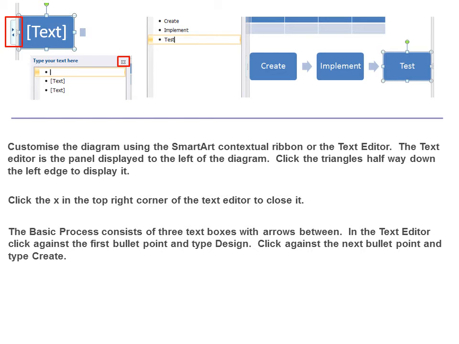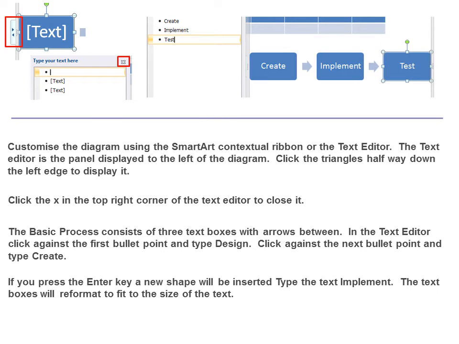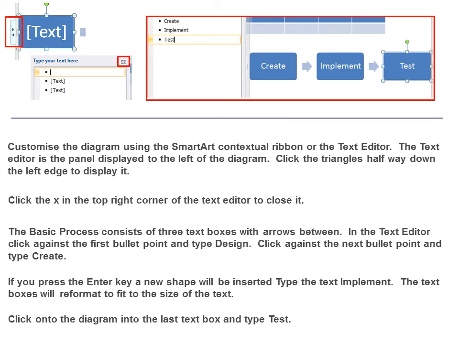In the text editor, click against the first bullet point and type Design. Click against the next bullet point and type Create. If you press the Enter key, a new shape will be inserted. Type the text Implement. The text boxes will reformat to fit the size of the text. Click onto the diagram into the last text box and type Test.